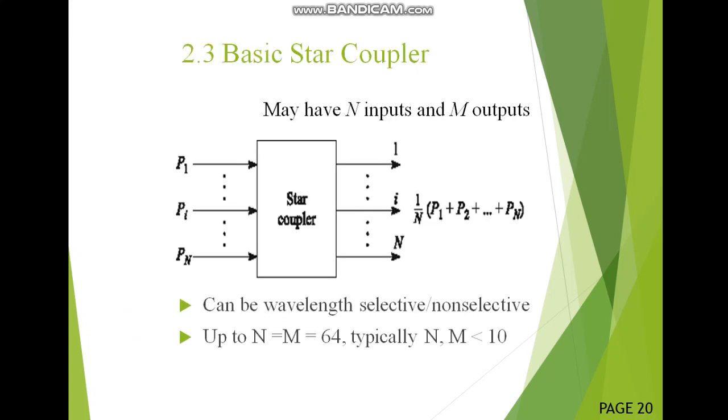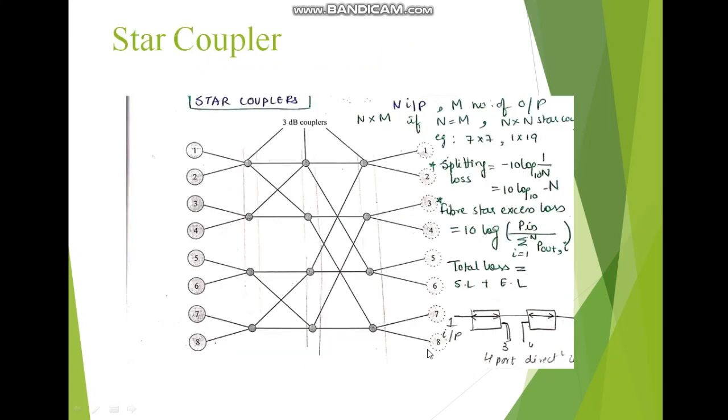So the basic star coupler we have discussed earlier. Some important parameters we will discuss in short. It has n inputs and m output ports, and the power coupled is 1 by n of the average of all the power of the output. So this is my input, this is my output. It can be wavelength selective or non-selective. A coupler can be designed depending on the wavelength or independent of wavelength, up to n equal to m equal to 64. This is a short, quick discussion of what we have studied earlier.